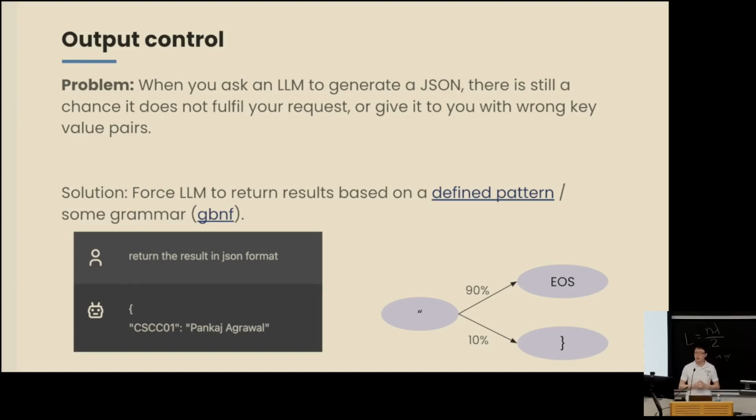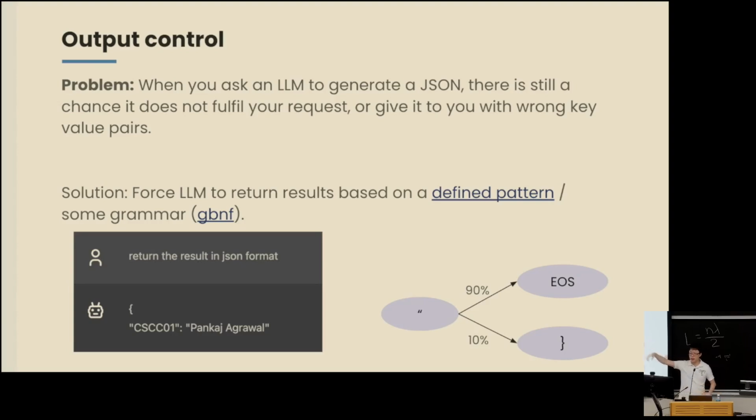used GPT, we couldn't control what the output was. We had to specify in the prompt to, like, let's say, return this information in JSON or return to me in this particular format, and you give it examples. There's a chance that it doesn't fulfill your request, right?